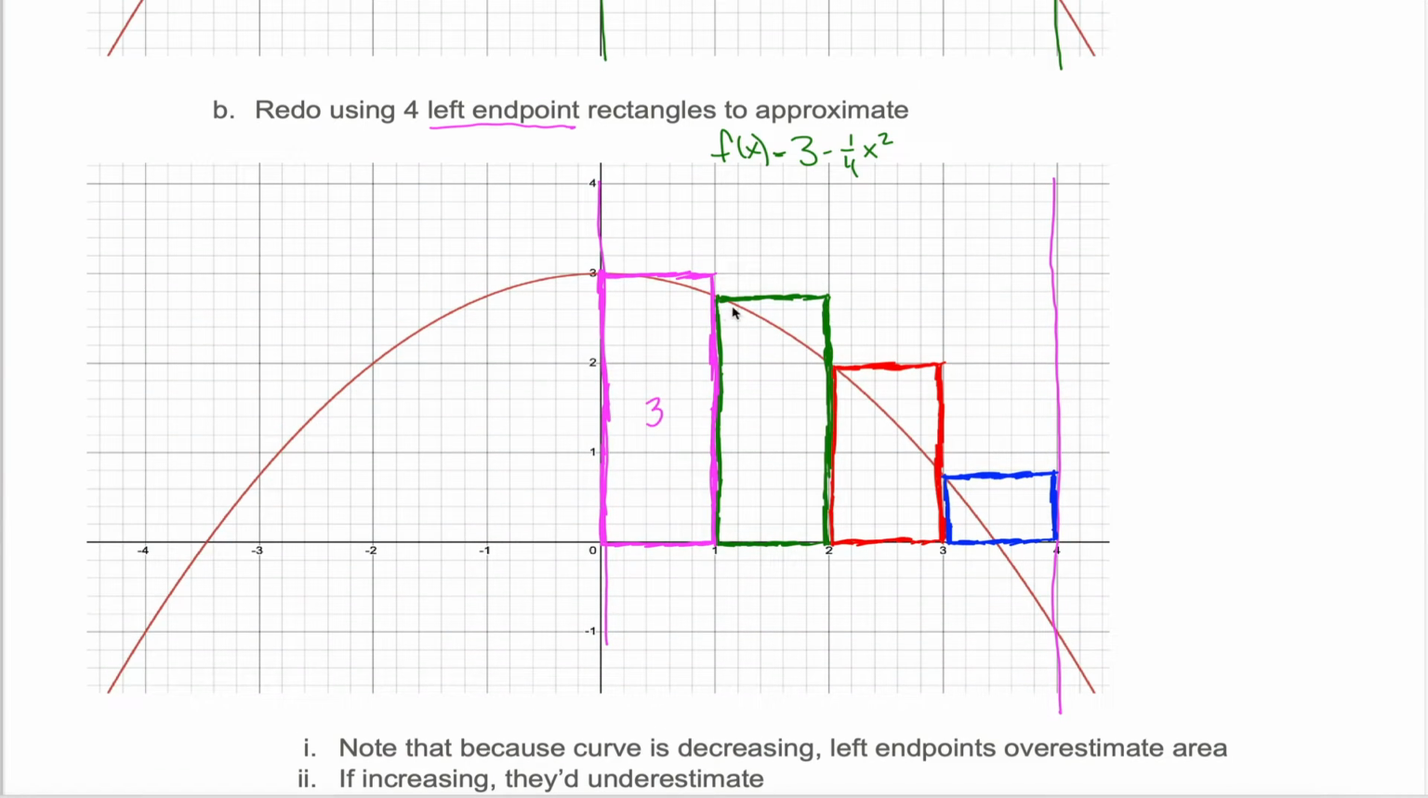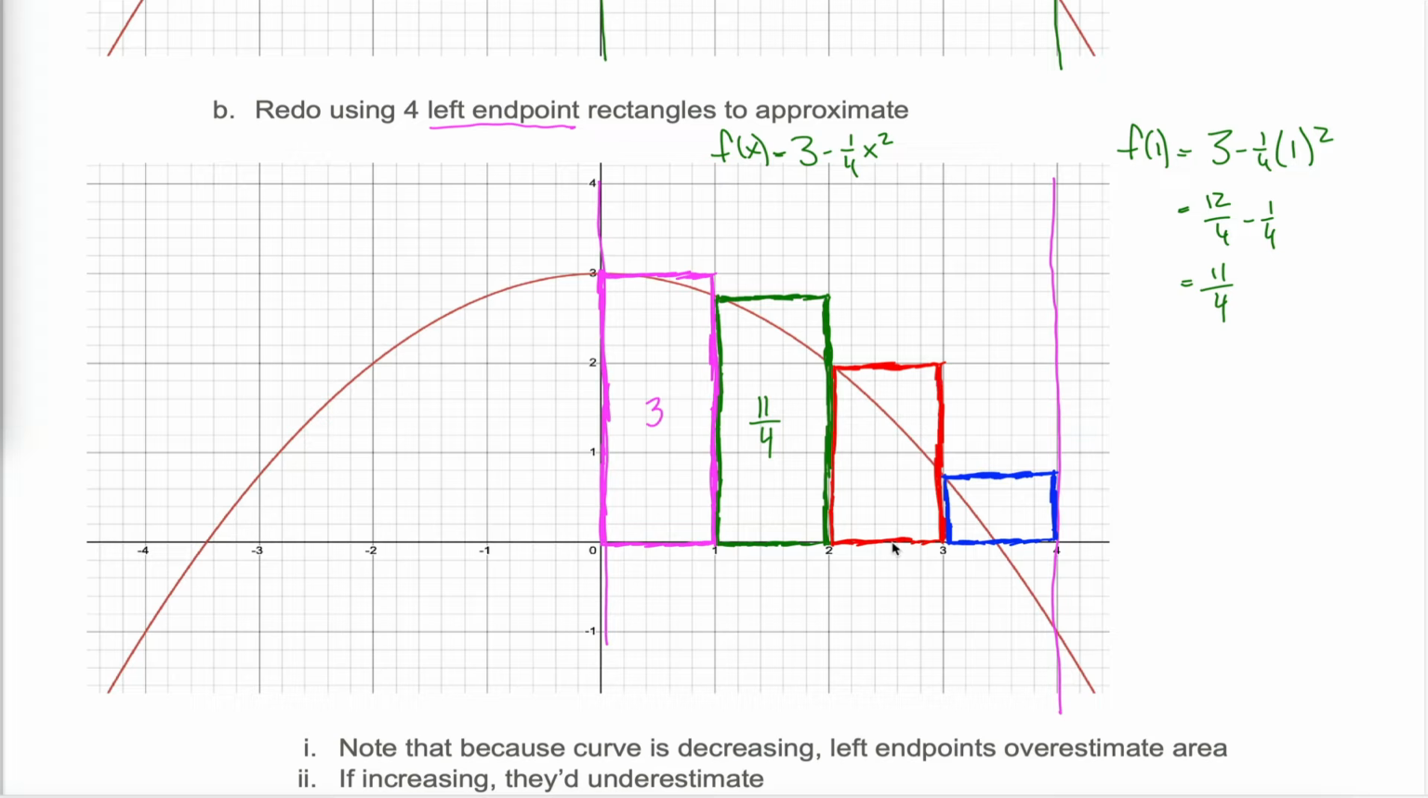So to figure out the height of this green rectangle, we just need to know what is the height of the curve at 1, because that's the left endpoint of the green rectangle. We just need to evaluate f of 1. F of 1 is 3 minus 1/4 times 1 squared. In other words, 3 minus 1/4. In other words, 12/4 minus 1/4. In other words, 11/4. So the height of this rectangle is 11/4, and the length of the rectangle is 1. So the area of the rectangle is 11/4 times 1, or 11/4.